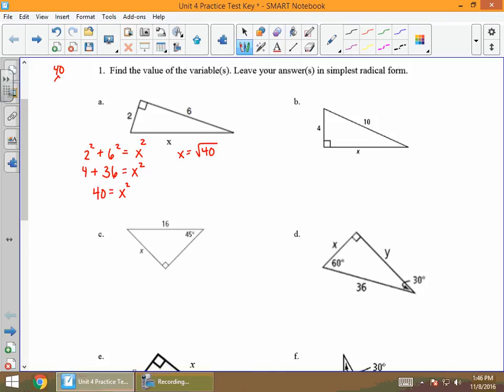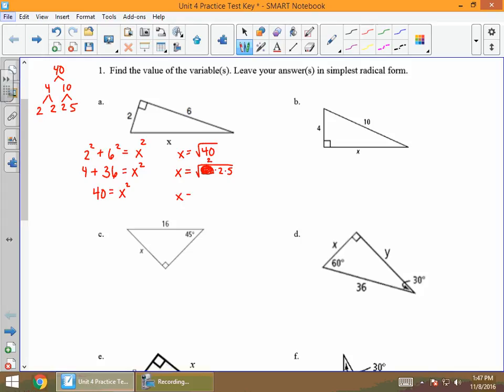So 40 is 4 times 10, neither of which are prime. 4 is 2 times 2, which are prime, and 10 is 2 times 5, which is prime. So I can rewrite the square root of 40 as the square root of 2 times 2 times 2 times 5. We're looking for things to come out in pairs of 2. So I have 2 2's. So 2 will make it out, and I have nothing else out.